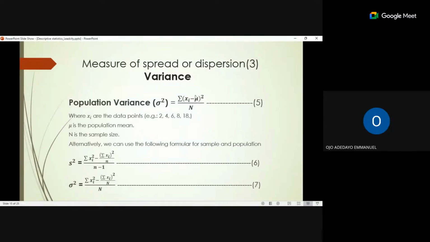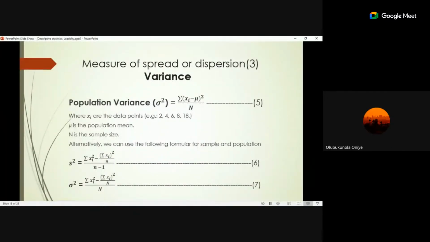It is that column that you are now going to add all together downwards. That is the meaning of summation of xi minus mu all squared, then divided by the number of observations, which is 5. That is how you can apply this equation 5 formula. Go ahead with your question if you have a question.